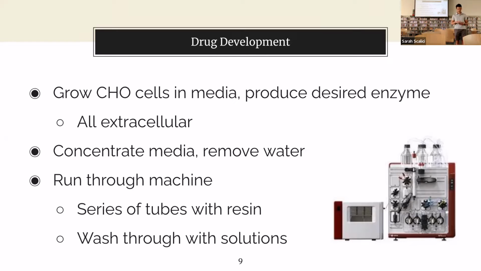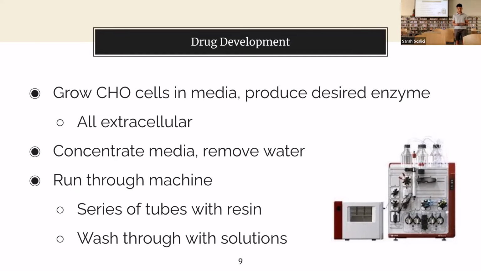To actually produce the enzyme, we grow Chinese hamster ovary cells. We use CHO cells because they are easy to use mammalian cells that produce enzymes that function in both humans and mice. All of the proteins we work with are extracellular, meaning that they are naturally excreted into cell media. This means we don't have to do much to extract the enzyme from the cell itself. From there, it's just a matter of concentrating the media into just the desired enzyme.